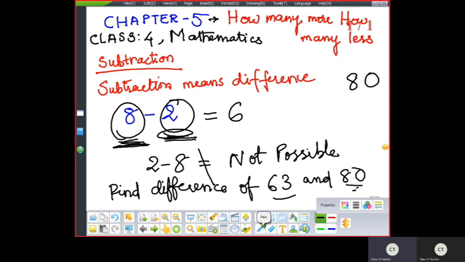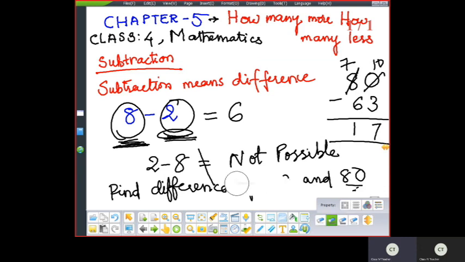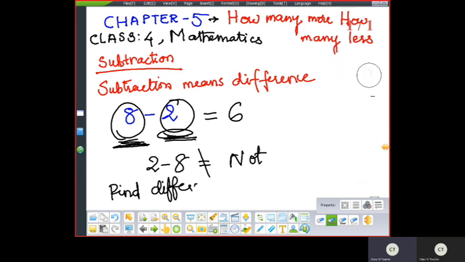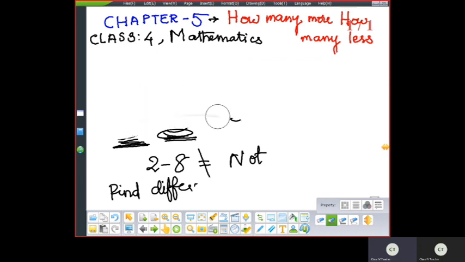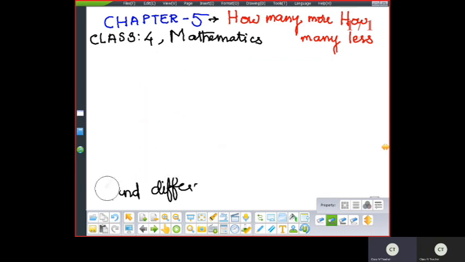The big number you will keep first, 80 minus 63. Now do the subtraction part. In subtraction, you know, borrowing. Yes or no? 10 minus 3, 7. 7 minus 6, 1. So 17. When they say arrange the numbers from big to small, always subtraction is done from big to small. Subtraction means difference, that is over. The subtraction symbol also we came to know.